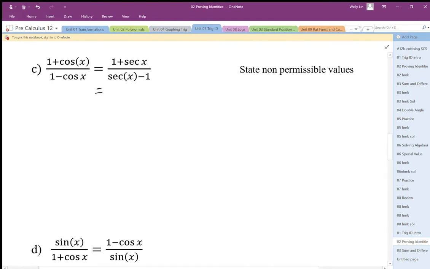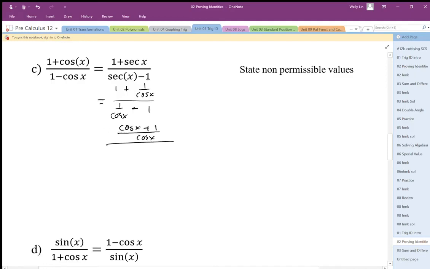I'm going to just rearrange this expression. I'm going to make secant into 1 over cos x, and I'm going to make this 1 over cos x here minus 1. Okay, so there's my expression. I've got to add these fractions in the numerator, so I'm just going to get a common denominator. So I end up with cos x over cos x plus 1 over cos x.